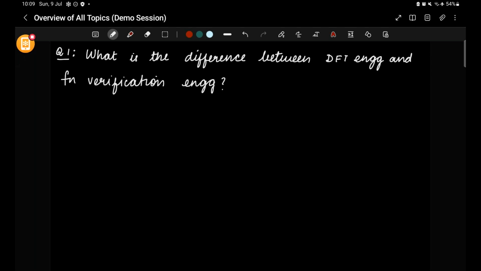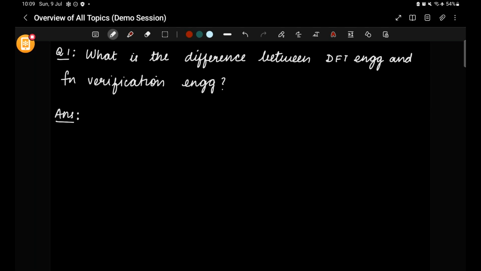So for this question, in order to answer it, you can give a few points, and in order to justify your point, you can tell with the help of an example. In that case, you'll be able to satisfy the interviewer. So first, you can tell a few points, and then in order to justify your statement, you can take an example.